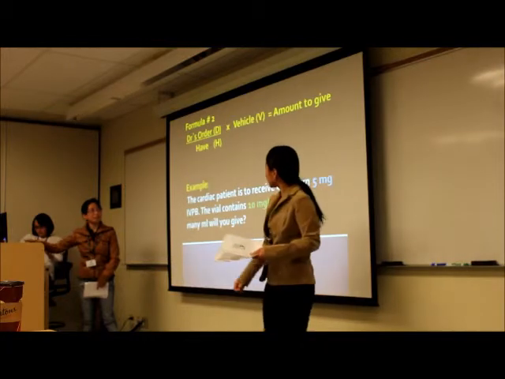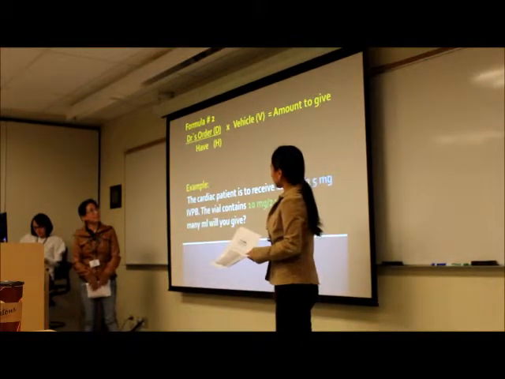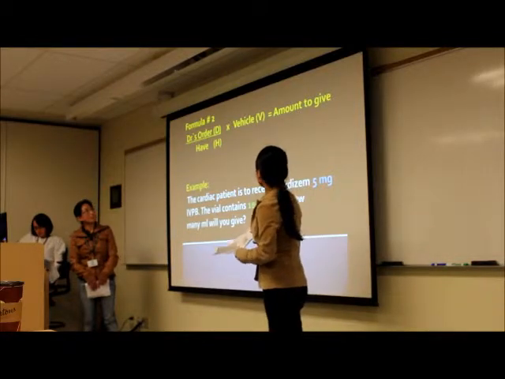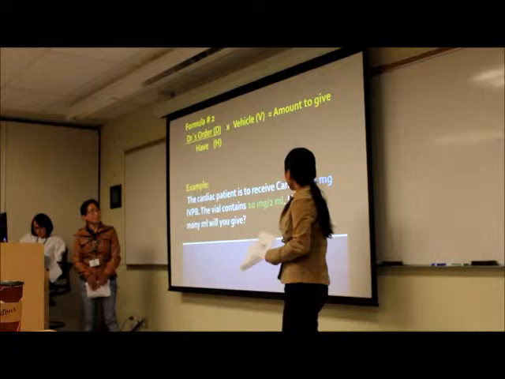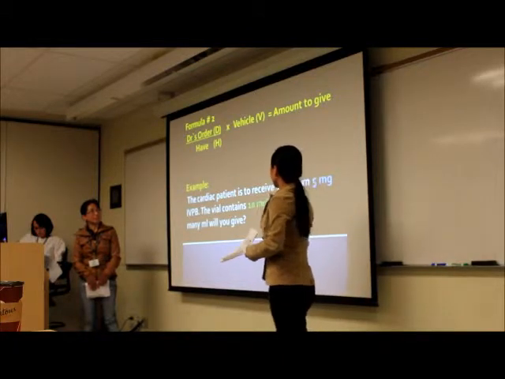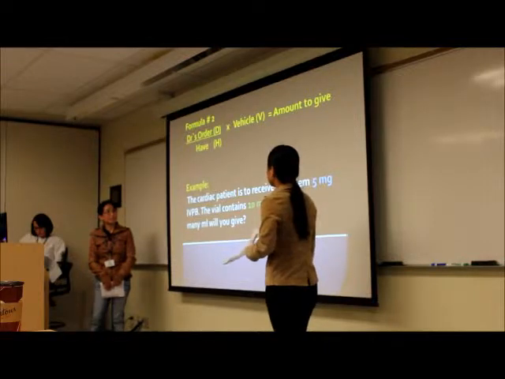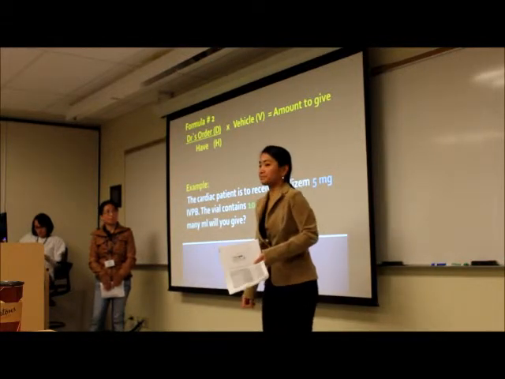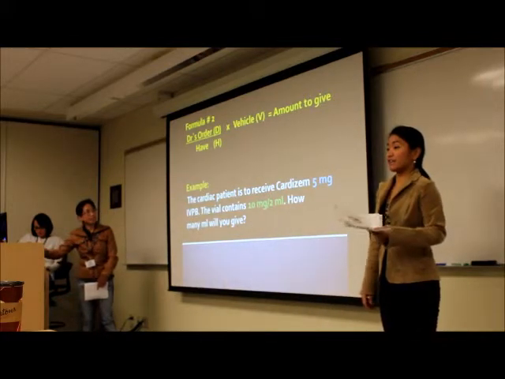Okay, next one please. The next formula is D over H times V equals the amount to give. For this example, the cardiac patient is to receive Cardizem 5 milligrams IV piggyback. The vial contains 10 milligrams per 2 mL. How many mL do you give? One. Do you know how to check your answer to see if it's right or not?